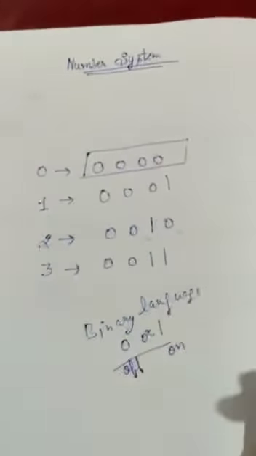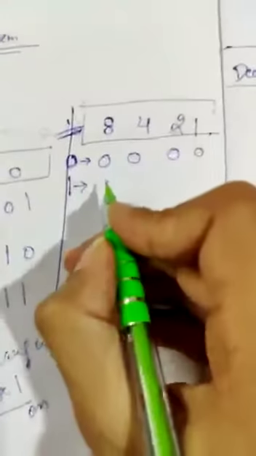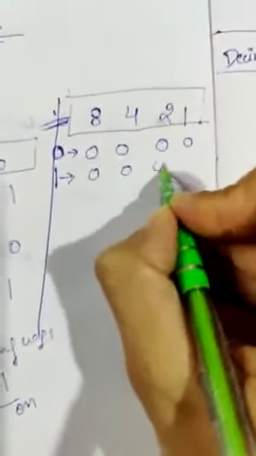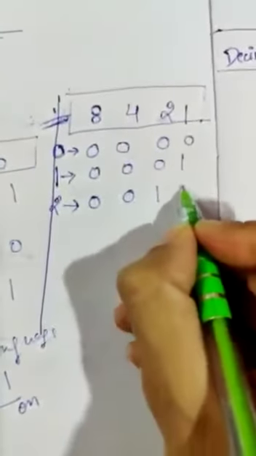If you want to write 0 in binary code, how will it be implemented? Here we have 8, 4, 2, 1. We don't have 0 here, so all the bits will be off: 0, 0, 0, 0. If you want to write 1 in binary, we'll check the code. 8 will be off, 4 will be off, 2 will be off, and 1 will be on. If you want to write 2, we'll see 8 will be off, 4 will be off, 2 will be on, and 1 will be off.